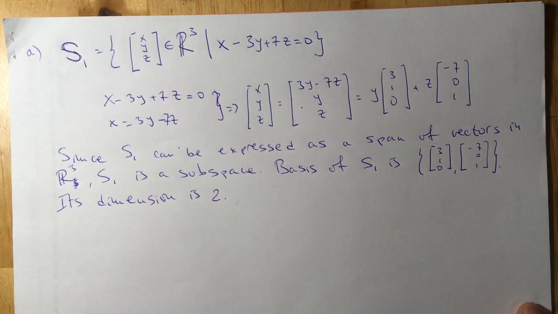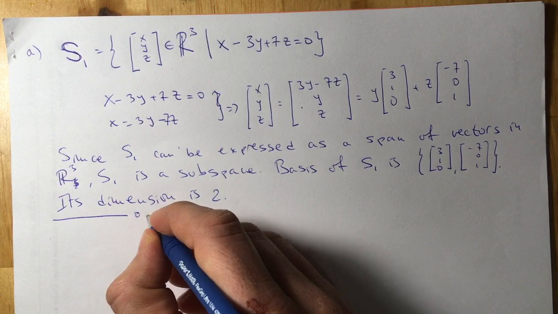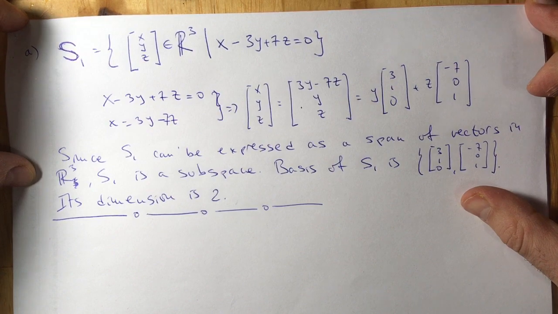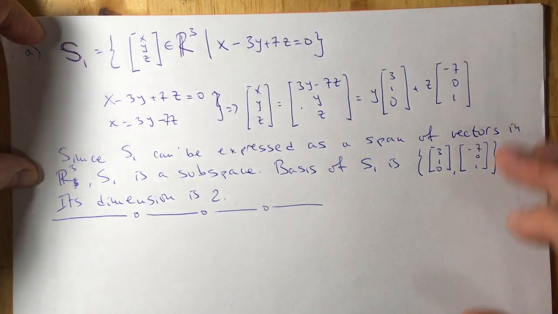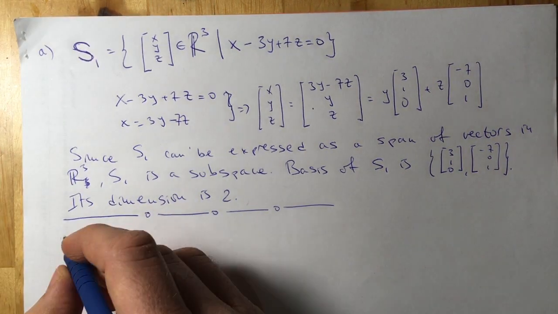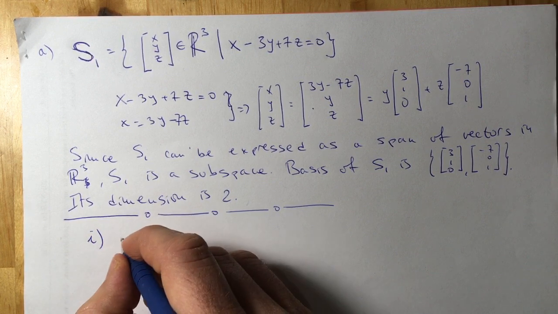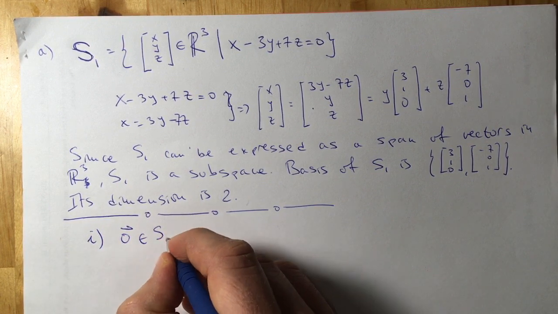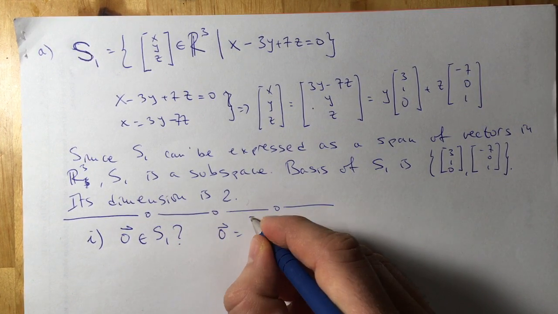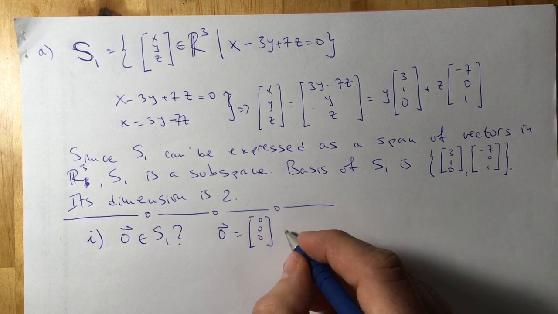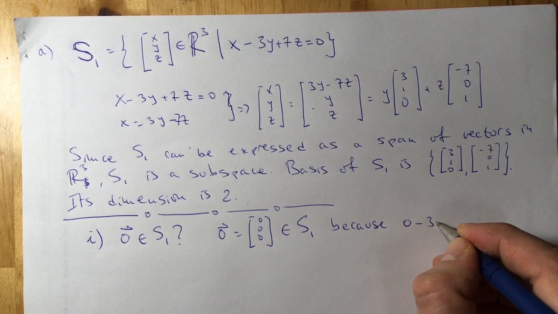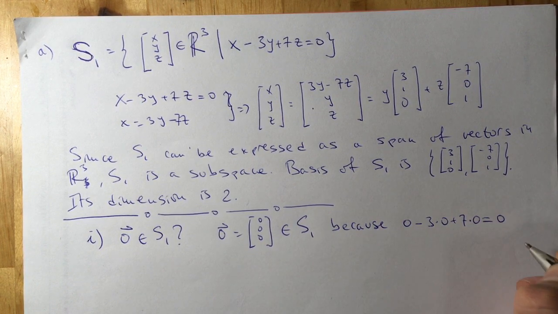If we have to prove the three conditions that make this set a subspace, if you have sub-questions like this, show that the zero vector is in the set, and that it is closed under vector addition and scalar multiplication, we can also do that. That's not very difficult. First, show that the zero vector is in S1. The zero vector is (0, 0, 0), and this belongs to S1 indeed, because 0 minus 3 times 0 plus 7 times 0 is 0.